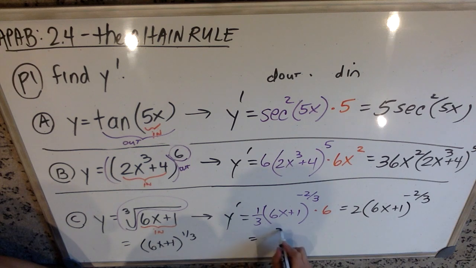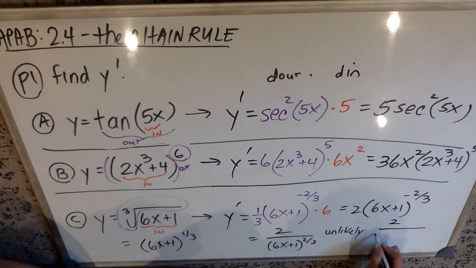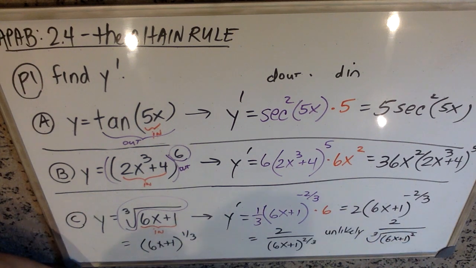You might also see that with the 6x plus 1 to the 2/3 on the bottom. It is unlikely, but not wrong, that you would see this as a cube root with a squared, right? So the cube root of 6x plus 1 quantity squared. That's unlikely, but it's correct, right? So that's our E1 and P1, and we'll stop this video here, and then we'll give you some more in the next video.